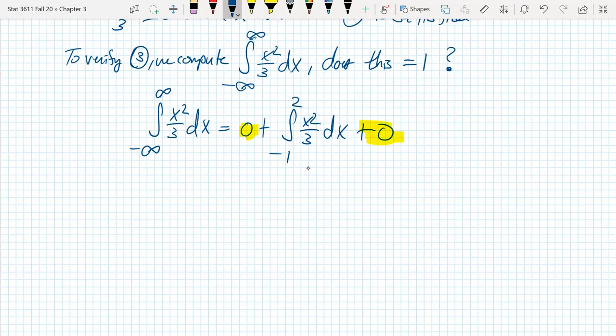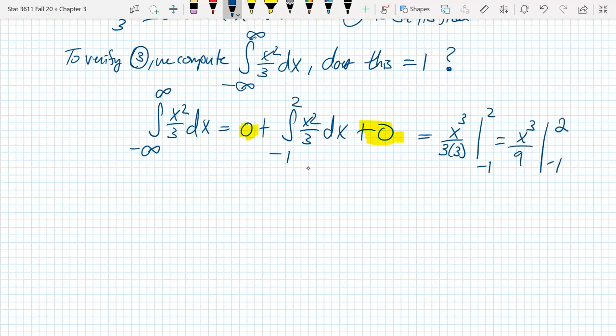So we really just need to compute the integral from -1 to 2. What is the antiderivative here? What's the antiderivative of x squared over 3? Well, increase your exponent by 1, and then you divide. So that'd be over 3 times 3. Evaluate from -1 to 2. So this is x cubed over 9 evaluated from -1 to 2.